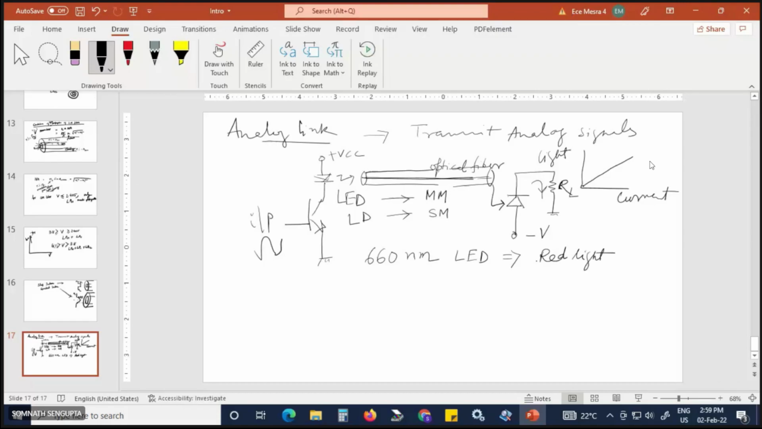Red light LED. So here, the analog signal at the output of the optical fiber, this change in the intensity of the light will be detected by the photodetector. And across the load, we'll get the sinusoidal signal. These are simple basic concepts, nothing difficult is there in analog link.